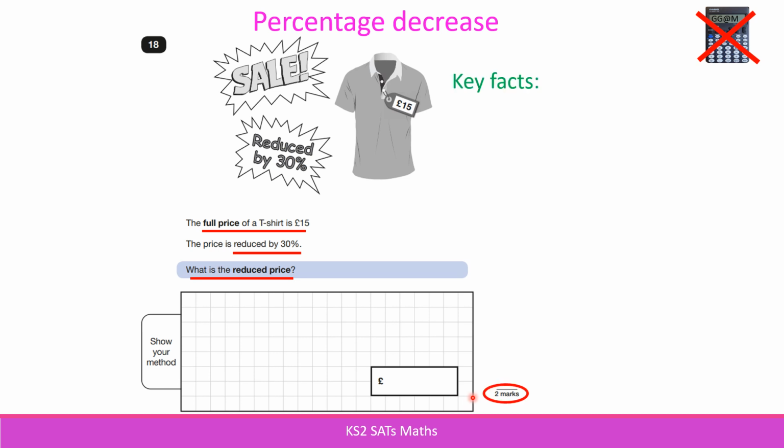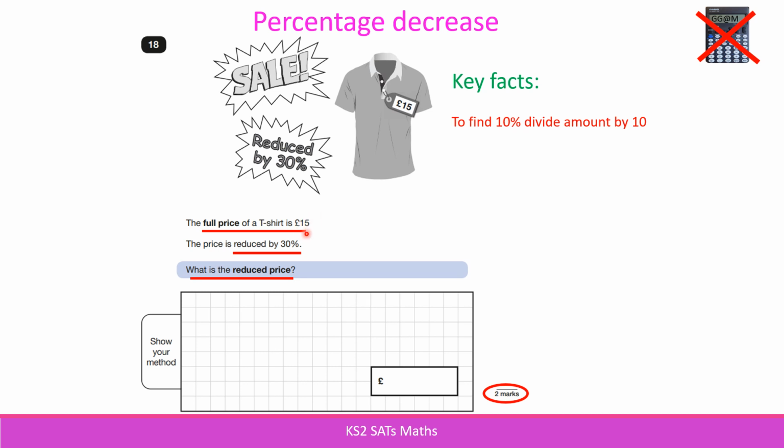So our key facts to help us to be able to do this. First of all, you need to find 10% of the amount. So we've got to work out 30%, so first off, we're going to find 10%. And it's always the same to find 10%. Every time we find 10%, we're going to divide the amount by 10. So that means we need to take this £15 here and divide it by 10. Now to divide 15 by 10, the digits move one place to the right, or you can move the decimal point one place to the left.